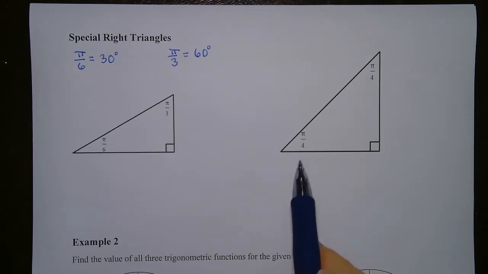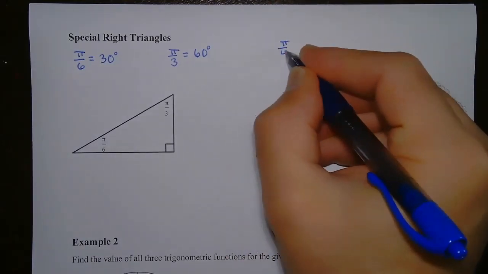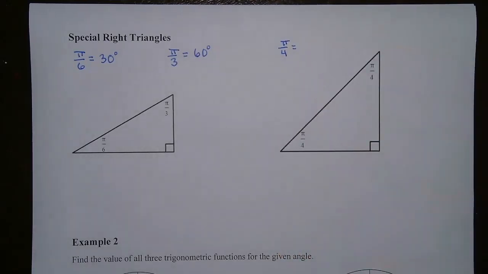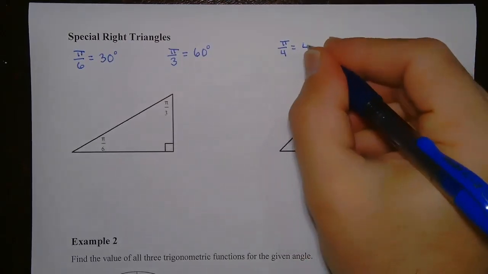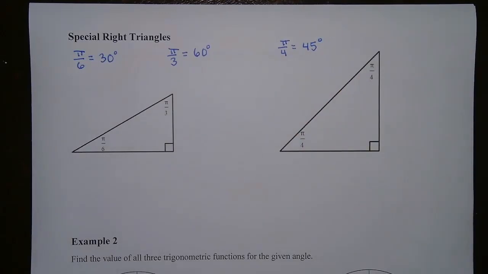And then we're going to talk about pi over 4. Pi over 4 is taking pi, which is 180 degrees, and breaking it into 4 equal pieces. So if you take pi and break it into 4 equal pieces, or you take 180 degrees and break it into 4 equal pieces, each piece would be 45 degrees. So pi over 4 is equivalent to 45 degrees.